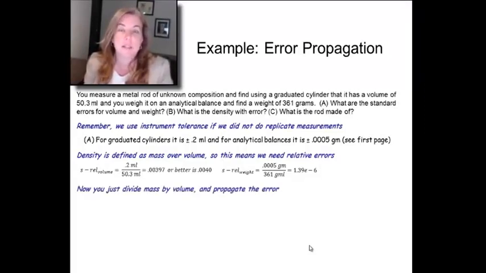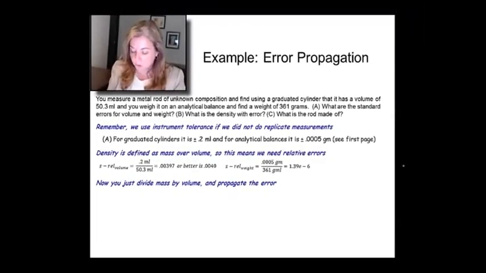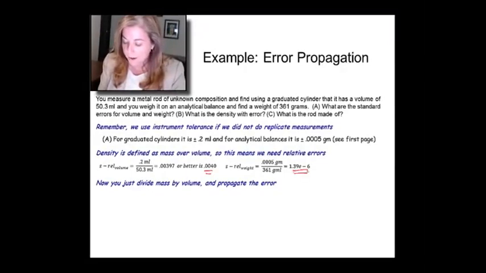Now you just divide the mass by the volume to get the density, and we have those numbers, and we then need to propagate the error. And by propagating, what you're going to do is sum the squares of the relative errors, and that's how you get the total or propagated error.